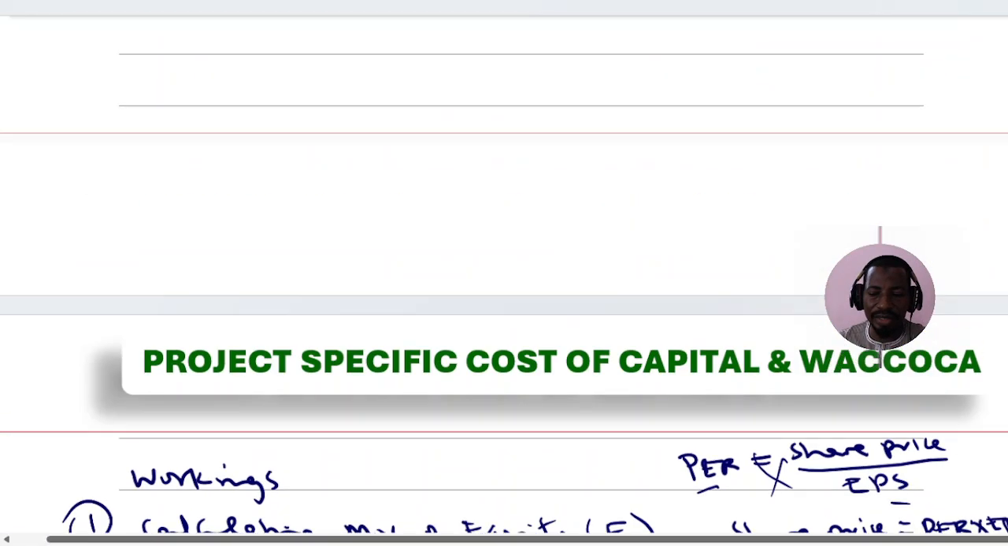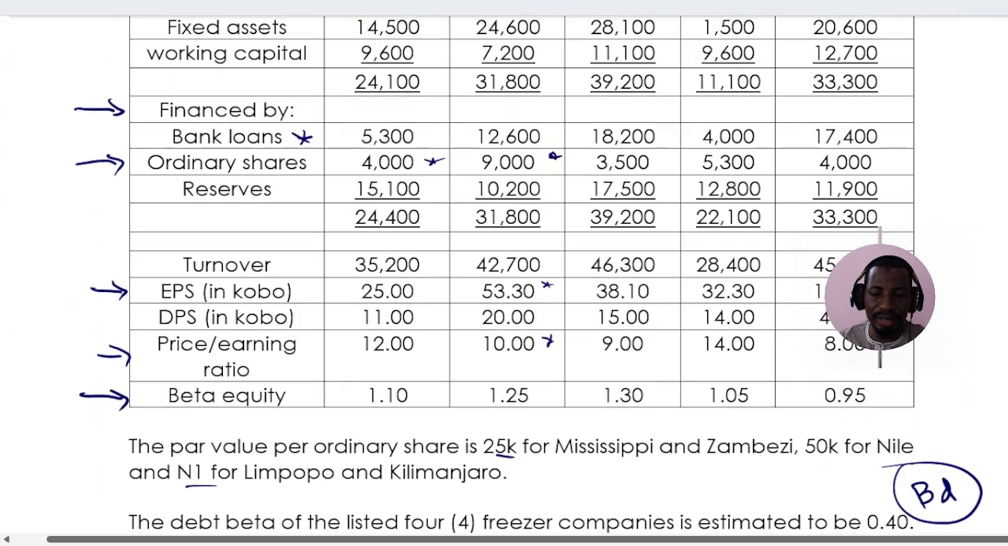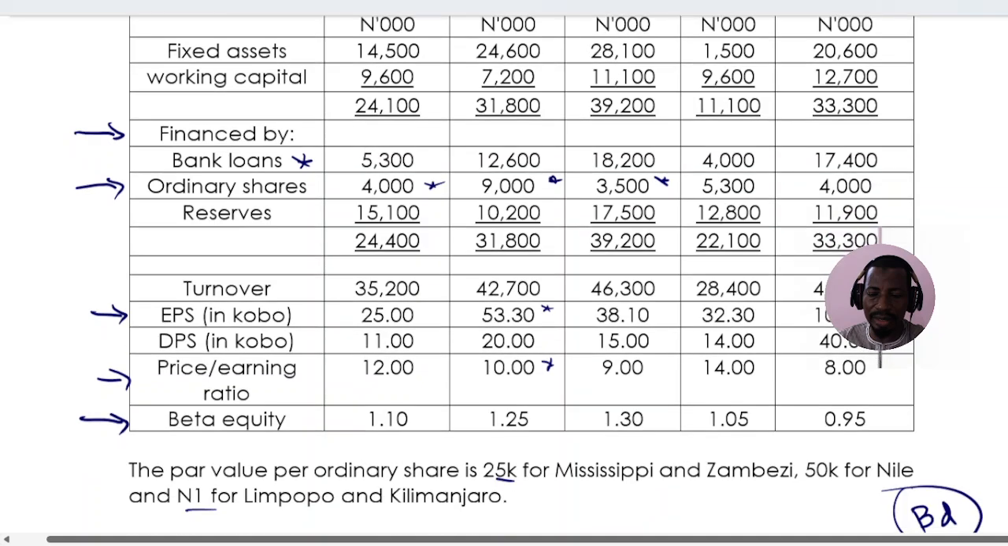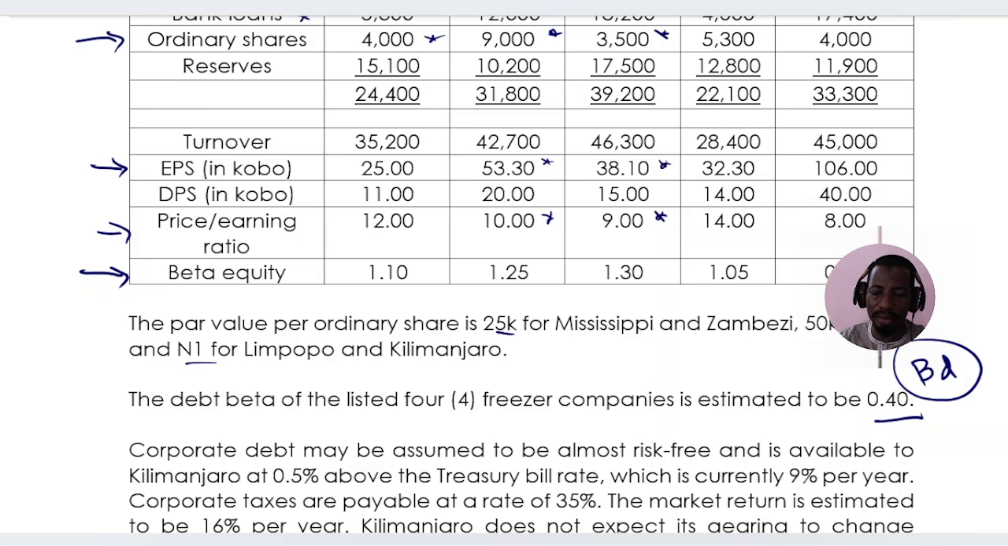So what's the share capital of Zambezi? From the question, the share capital of Zambezi is 3,500. Price earning ratio is 9 times. Earning per share is 38.1. Then the par value of Zambezi is 25 kobo, because we are told that 25 kobo for Mississippi and Zambezi. So that's it. 35 divided by 0.25.